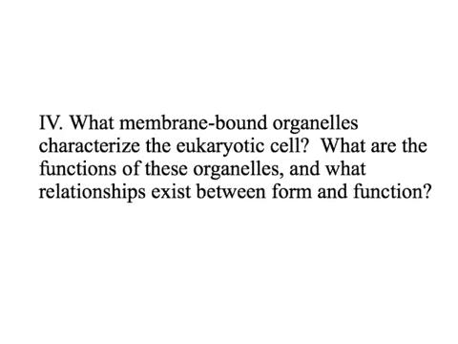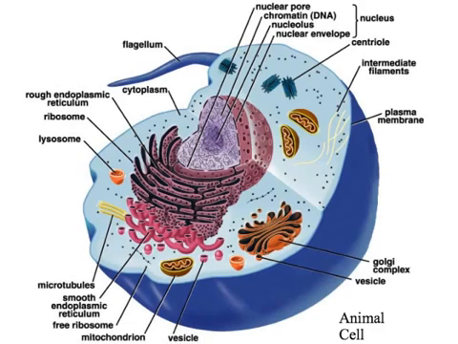So in this video we're going to be focusing on a couple main guiding questions. We're going to say, okay, what are the membrane-bound organelles that are found in the eukaryotic cell? And then we're going to be looking at what are the functions of these organelles and what relationship exists between the form or the structure and their function. So let's get going. So here is a typical eukaryotic cell.